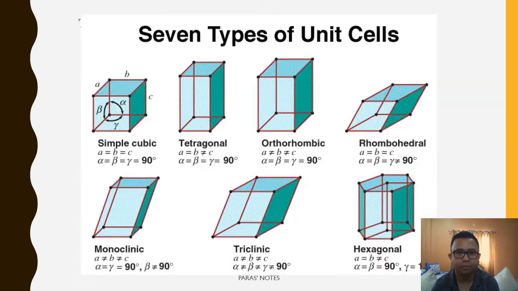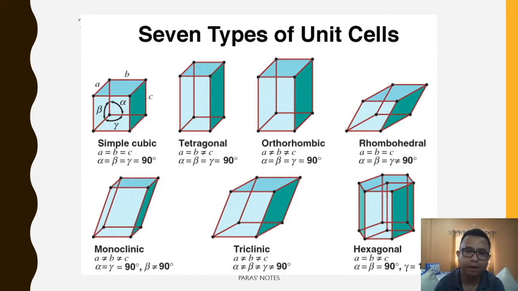Now if that is so, how many different kinds of unit cell are there? Based on the two parameters that we discussed, A, B and C, or alpha, beta and gamma, what you see on the screen is 7 different kinds of unit cell. The first one is a perfect cube. As you can see, A equal to B equal to C, that means length, breadth and height are all the same, equal.